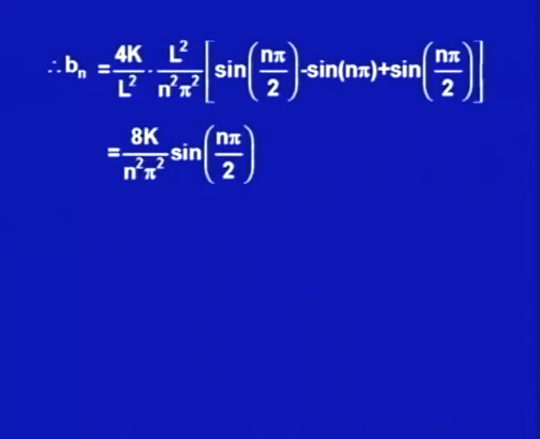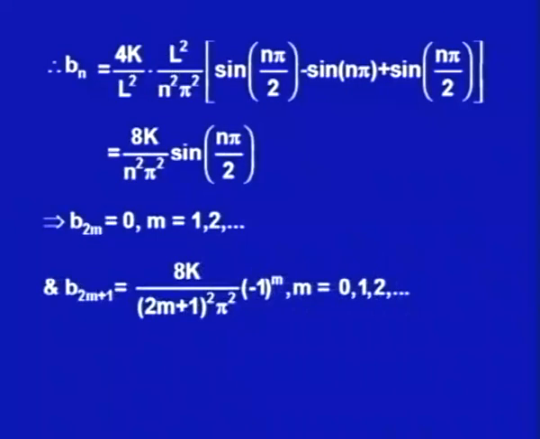Now, since sin n pi is 0, for sin n pi by 2 we get twice sin n pi by 2, that is 8k upon n square pi square sin n pi by 2, which is plus or minus 1 for n odd, and 0 for n even. So B2m would be 0 for m equal to 1, 2 and so on, and B2m plus 1 would be 8k upon (2m plus 1) whole square pi square into minus 1 to the power m, for m taking values 0, 1, 2 and so on.